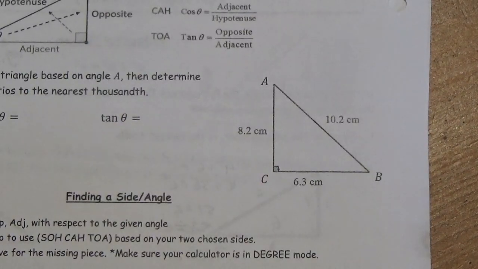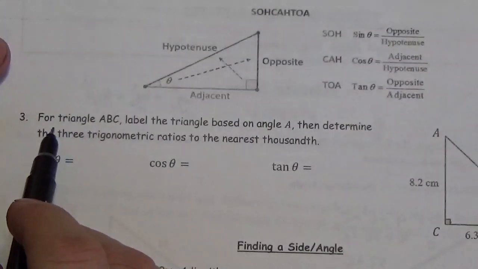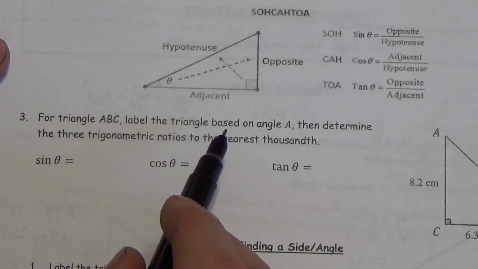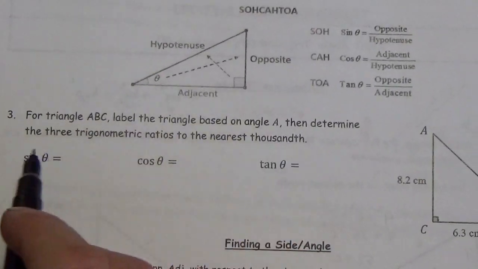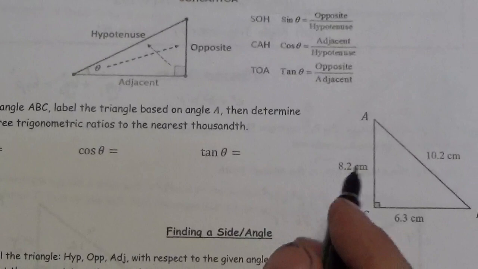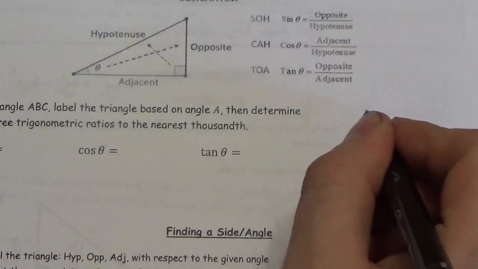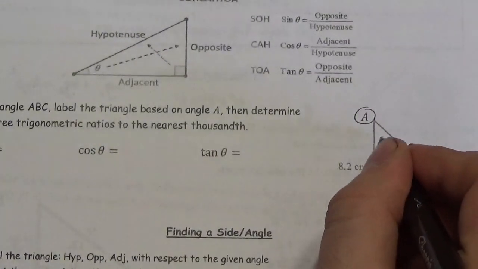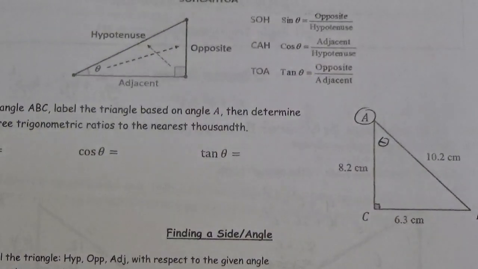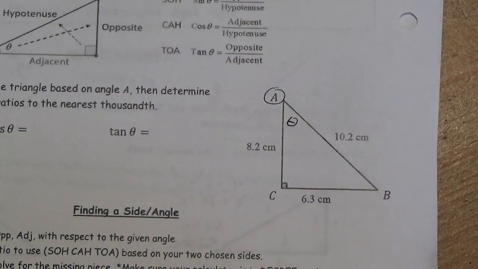Now, the question here says, for the triangle ABC, label triangle based on angle A, and then determine the three trigonometric ratios here. So we are focusing our attention on angle A. So this is going to essentially be our theta. Now, once you've done that, okay, remember what that means.